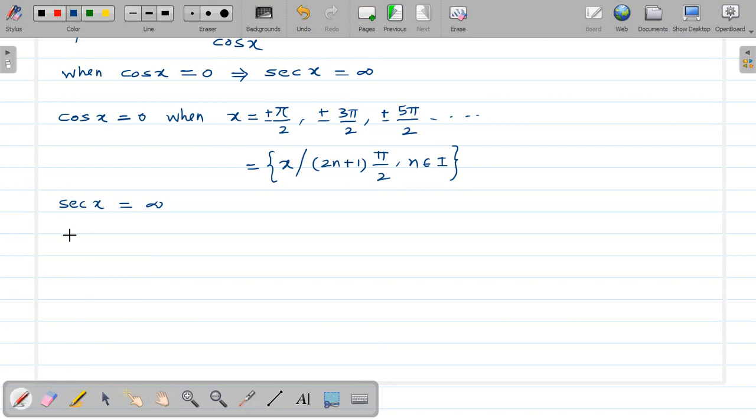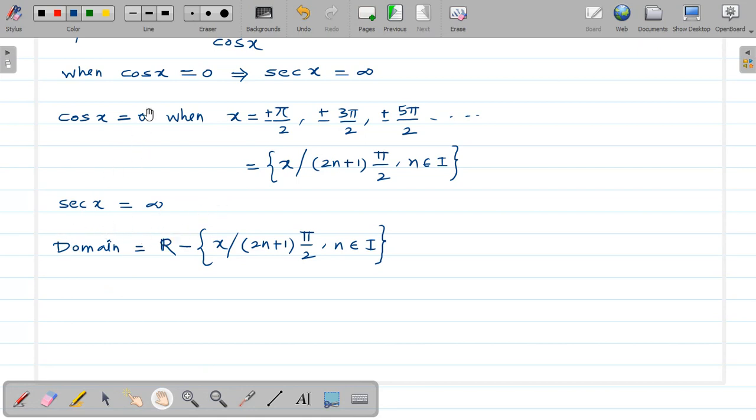Now we will define the domain of the sec function. Now domain is equal to R minus, we have to remove all these points, that is x such that 2n plus 1 into pi by 2, where n belongs to set of integers. Means if you remove all these points where sec x is infinity, then we will get the domain of this sec function. Now what is the range of sec function?